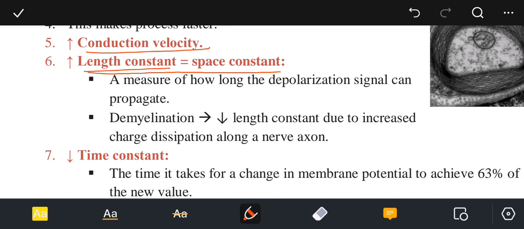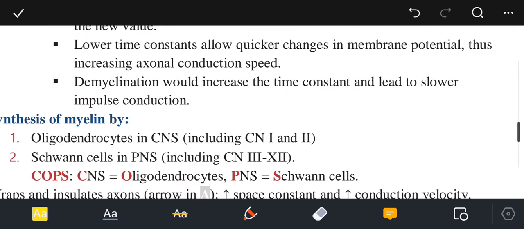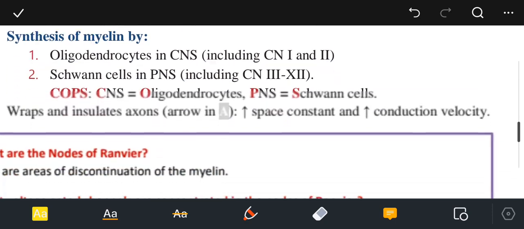It is a measure of how long the depolarization signal can propagate. If there is demyelination, for example in multiple sclerosis or Guillain-Barré syndrome, the length constant will be decreased due to increased charge dissipation across the nerve axon. Then there is the concept of time constant. We'll see that later on.